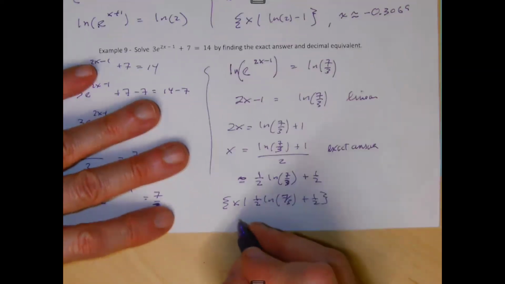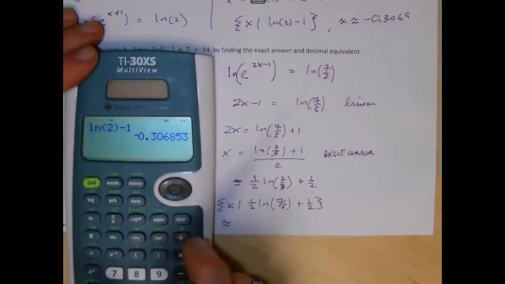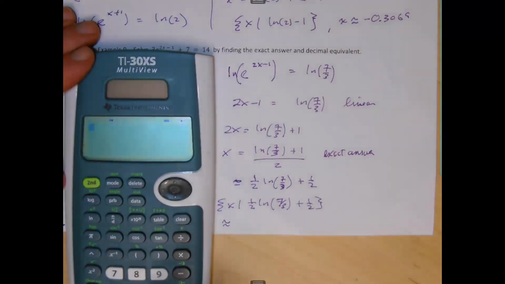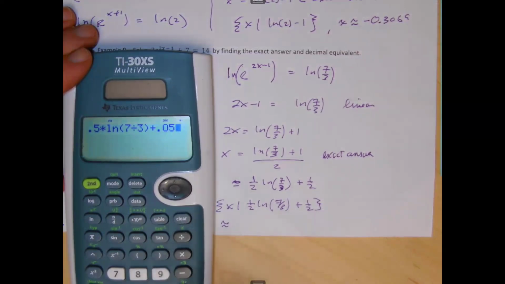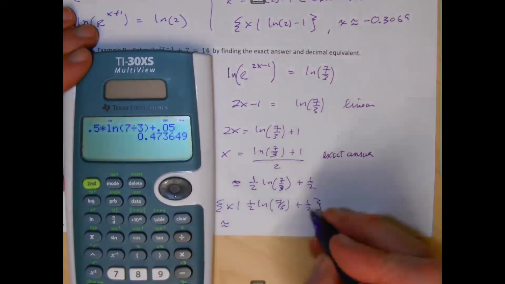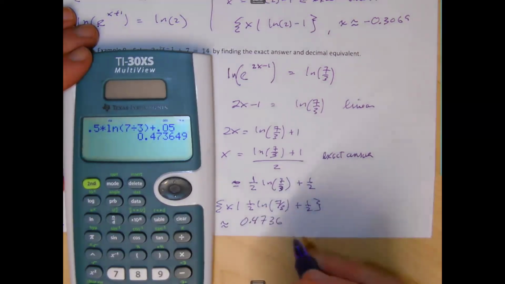If I want to know an approximate answer to this, I'll just have to enter all this in a calculator. So what I have is, again, 5 times natural log of 7 divided by 3, close it, plus 0.5. And one more time, taking a look. I'm happy that it's 7, it wasn't 3 yet. So there we go. This is the answer to 4 decimal places.